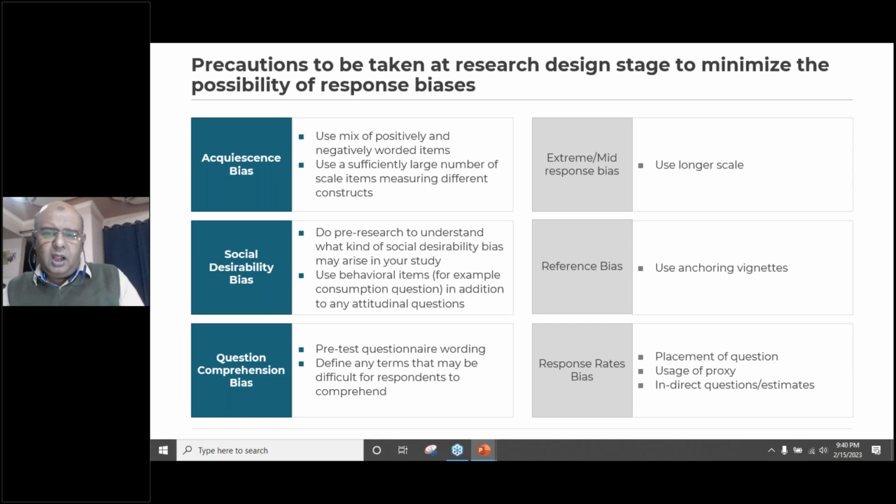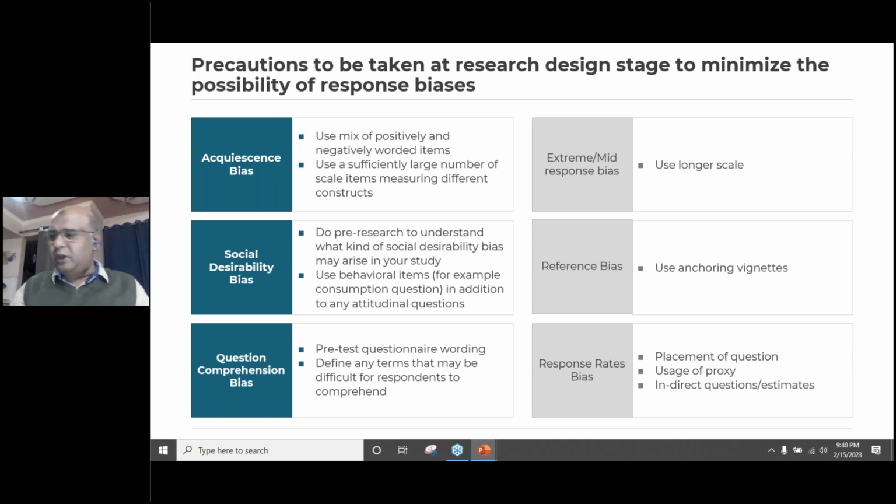Other ways of dealing with it is, for example, extreme or mid-response bias. Using 10-point scales usually ends up giving lower incidence of such bias than using 7-point or 5-point scales, where nuance is missing, and especially 5-point scales, where you just have 2 points for positive and 2 points for negative, if the scale is balanced.